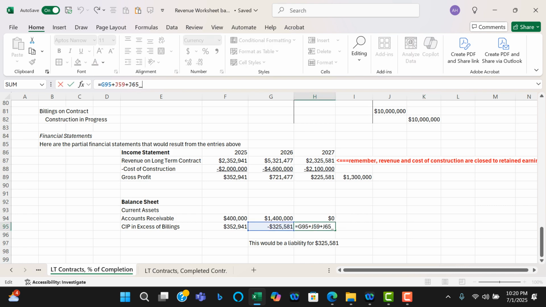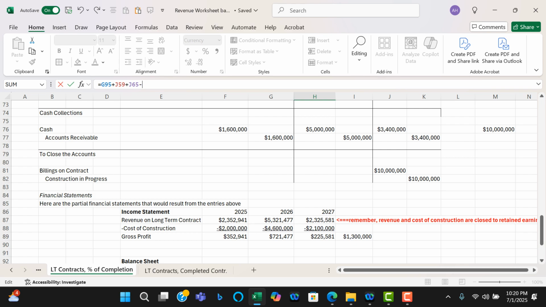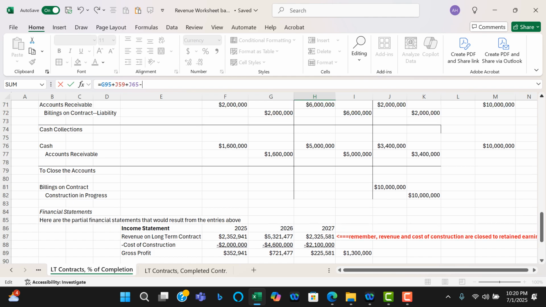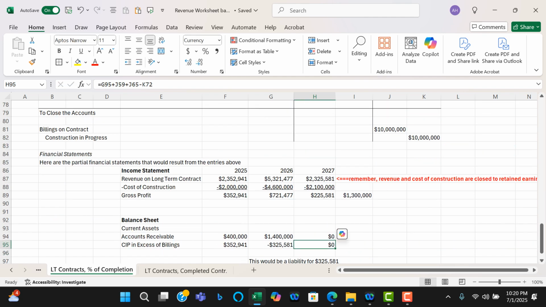Okay, so this is going to be the beginning balance plus the cost plus the gross profit minus the billings on contracts of these right here, 2 million, which gives you 0. So you end up with a liability asset of 0. Okay, so the example worked out.